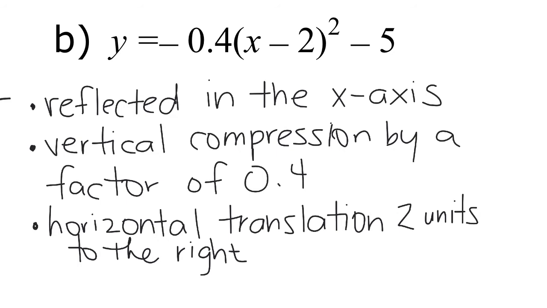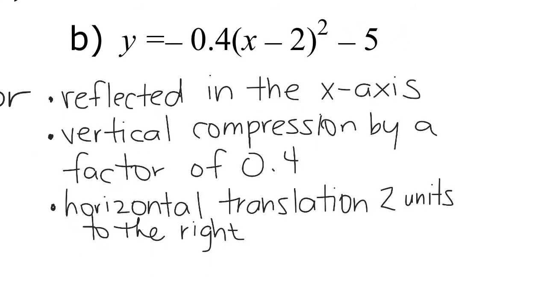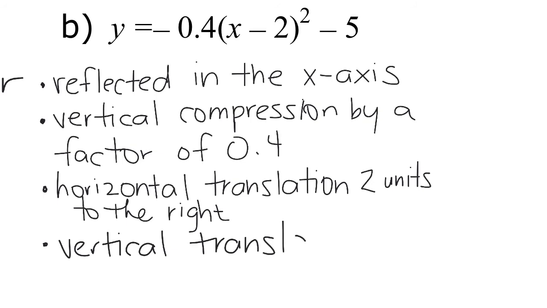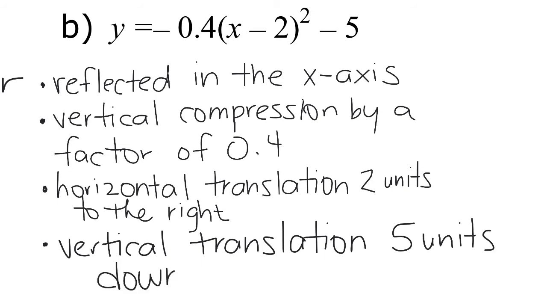And finally, we're going to take a look at our k value. Our k value is -5, and when you have a negative k value, that implies that your parabola is being shifted downwards or vertically translated downwards. So we're going to add that as our final transformation. So we're going to say a vertical translation 5 units down, or you could say 5 units downwards as well.